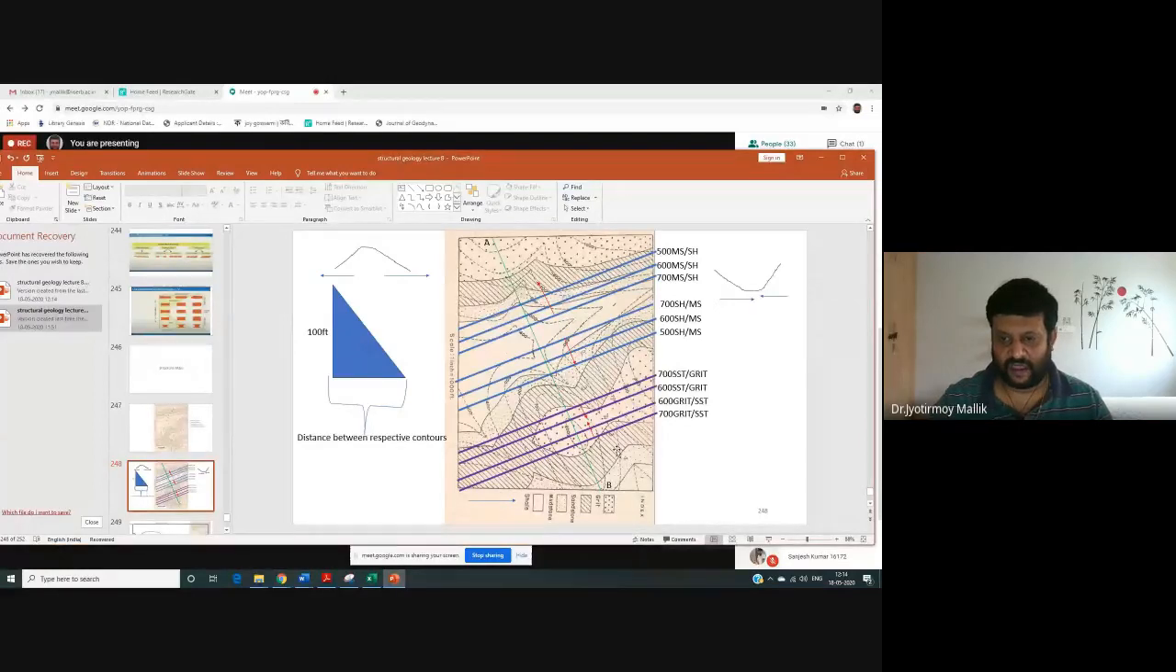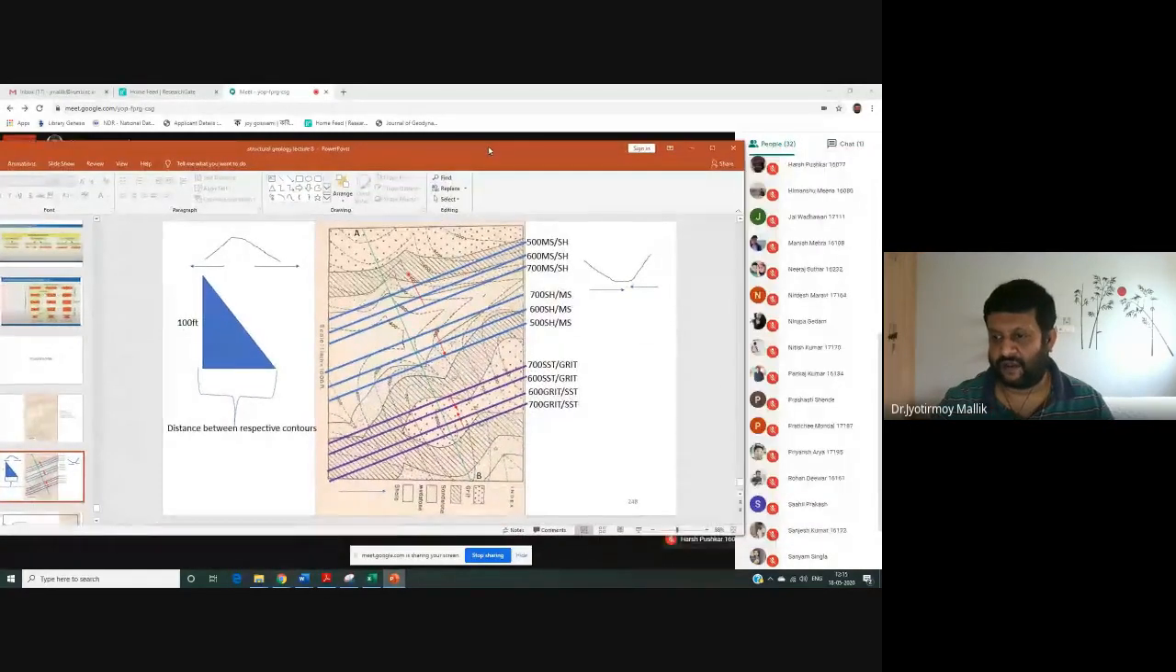Now, I am asking you to actually draw a cross section from A to B, okay? And this traverse from A to B is actually perpendicular to the strike line, right? They are perpendicular to the strike line. So if it is perpendicular to the strike line, what does that mean? Do we need to calculate apparent dip or not? Do we need to calculate apparent dip?